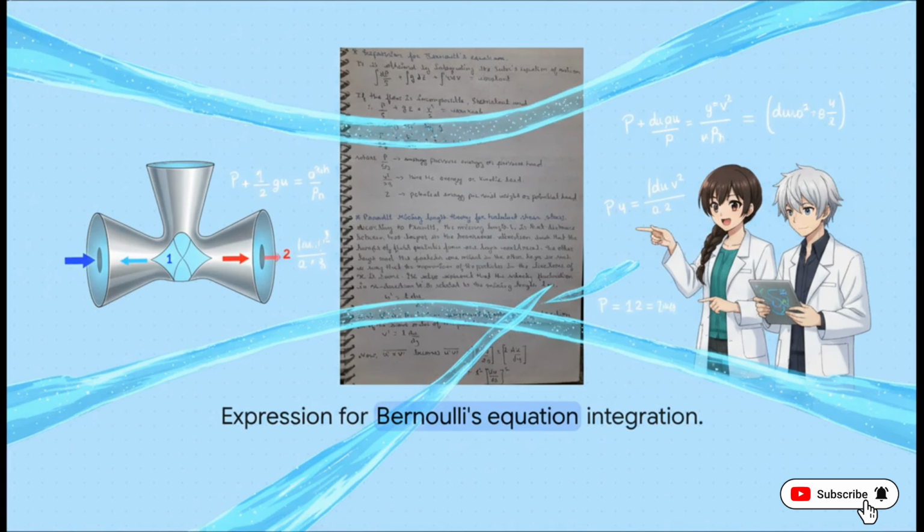And here is where the magic happens. Integrating Euler's gives us the famous Bernoulli's equation. We apply this directly between point 1, the wide inlet, and point 2, the narrow throat. We're essentially balancing the pressure energy, kinetic energy, and potential energy between those 2 exact spots.